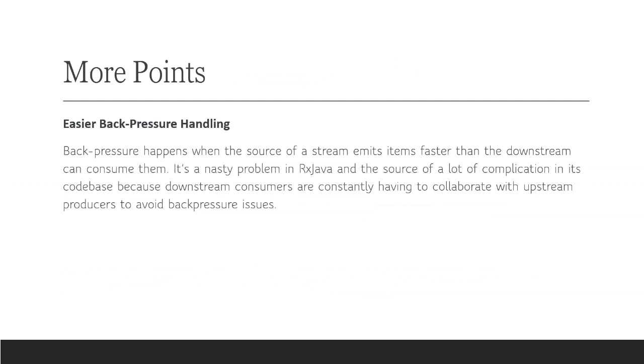And if you go for more points, backpressure happens when the source of the stream emits items faster than the downstream can consume them. It is a nasty problem in RxJava and the source of a lot of complications. And it's a complicated code base because the downstream consumers are constantly having to collaborate with the upstream producer.